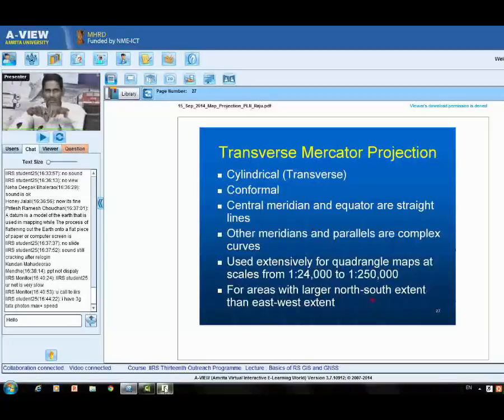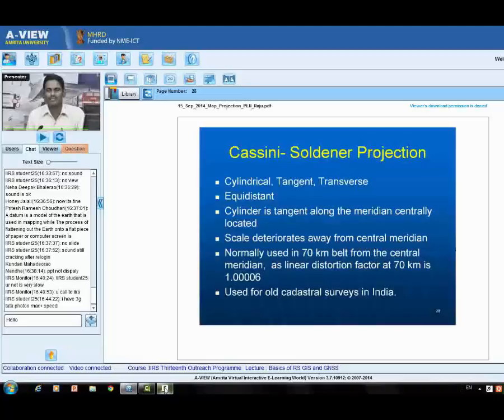So you keep it transverse for areas in the north-south direction, as I mentioned, like Chile, New Zealand, or Kerala. These basically extend north-south. And suppose you talk about Madhya Pradesh, they basically have an east-west extent. For them you use the normal Mercator projection. The transverse is for areas in the north-south direction.